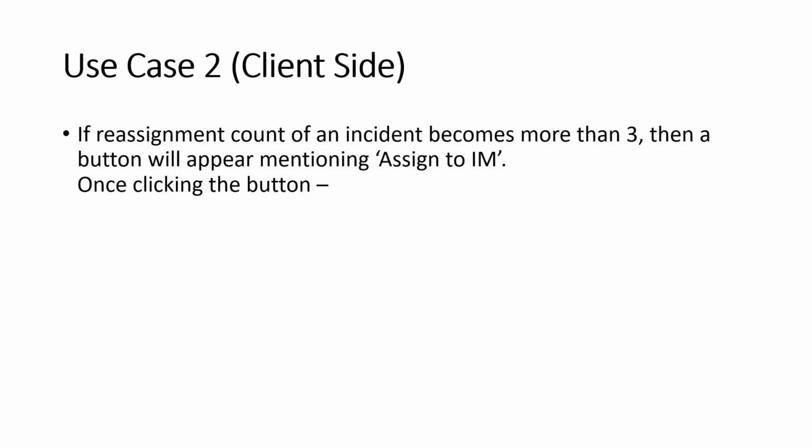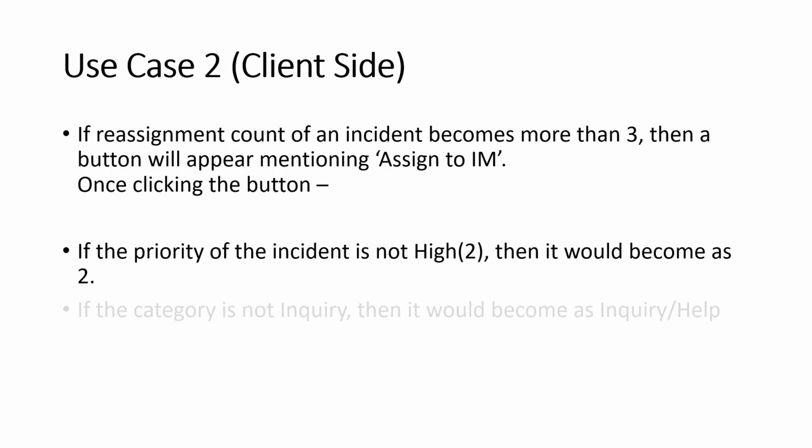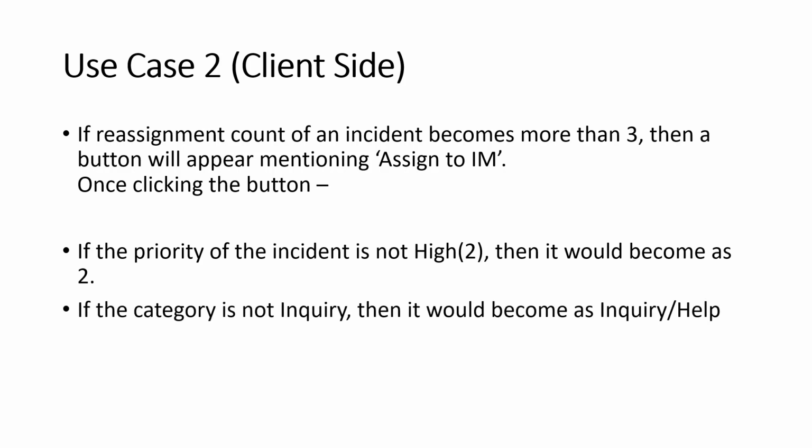So now it's time to move on to use case number 2, and this is based on the client side. If the reassignment count of an incident becomes more than 3, then a button will appear mentioning assigned to IM. Once clicking the button, if the priority of the incident is not high, then it would become high, or 2, right? If the category is not inquiry, then it would become inquiry/help. I mean, that is the name of the category.